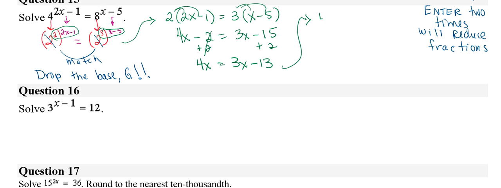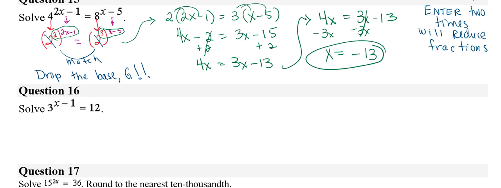Okay. Move this 3x, or get rid of it over there. We need all the x's on one side. That leaves 1x equals negative 13. And there is our value for x.